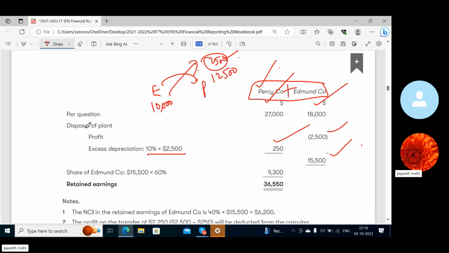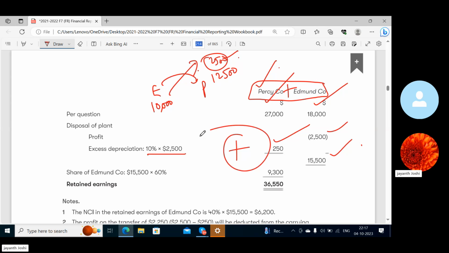Now if I have to show the parent Percy and Edmund as one single company, I will consider that no transaction has happened between them, and no excess depreciation has happened between them. So the excess depreciation which has reduced the profit by 250, that means an extra subtraction of 250 happened. Now we will add back that 250, right or wrong? Yes, sir. So we are adding.